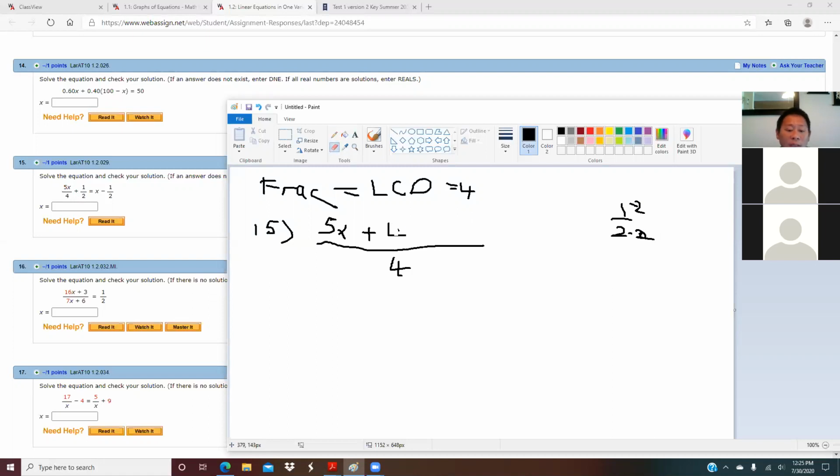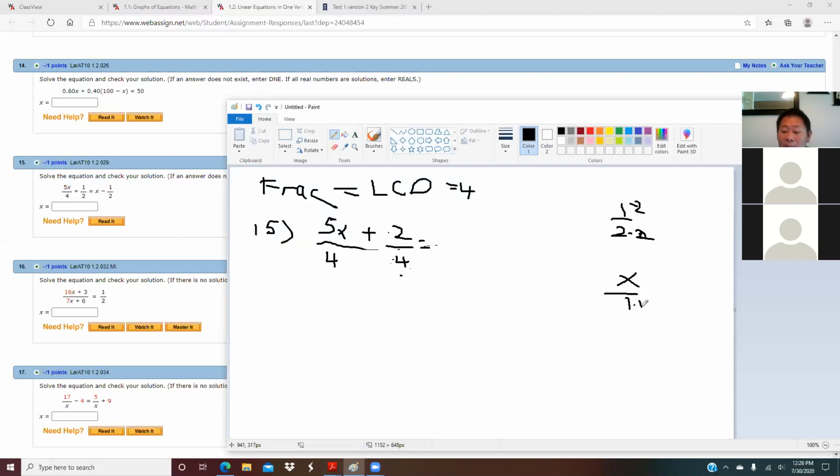So what I'm trying to do here is make all your denominators become the LCD 4. In this case this 5x is over 4. This 1/2, I multiply by 2, so I get 2 over 4. Let's do it this way. Now the tricky part is this x. This x is actually over 1. So this middle x is over 1.